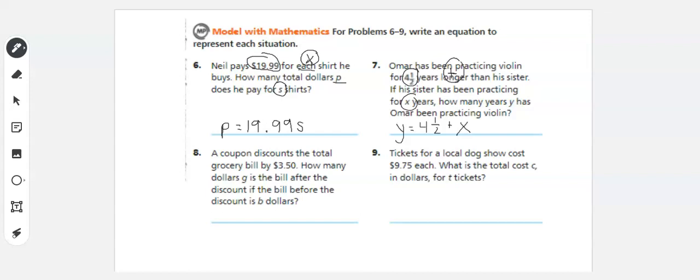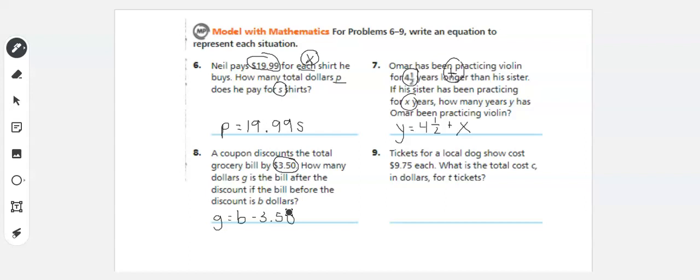Number 8. A coupon discounts the total grocery bill by $3.50. How many dollars G, so G equals, is the bill after the discount if the bill before the discount is B dollars? So we have B minus $3.50 because I'm taking off $3.50 because my discount is $3.50. So if I spent $20, it'd be 20 minus $3.50.